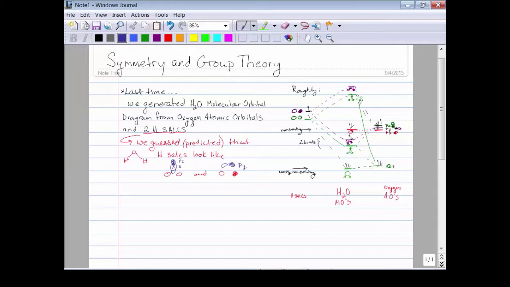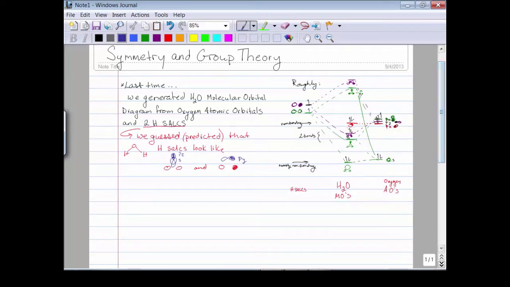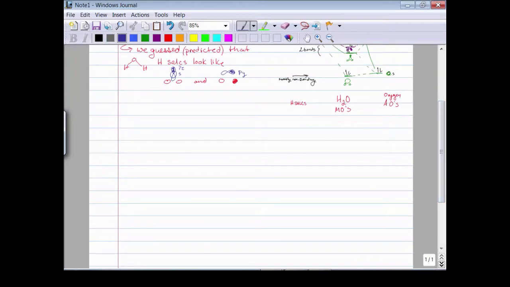I told you that we could do this every time, except with more complicated molecules it gets harder and harder. So there's a system that we can use to generate the SALCs with more confidence and systematically, instead of just guessing. Today we're going to talk about symmetry and group theory. So why do we care about symmetry? Symmetry is useful for telling us about structure, and as you probably know, structure gives us a lot of information about the function of a molecule.